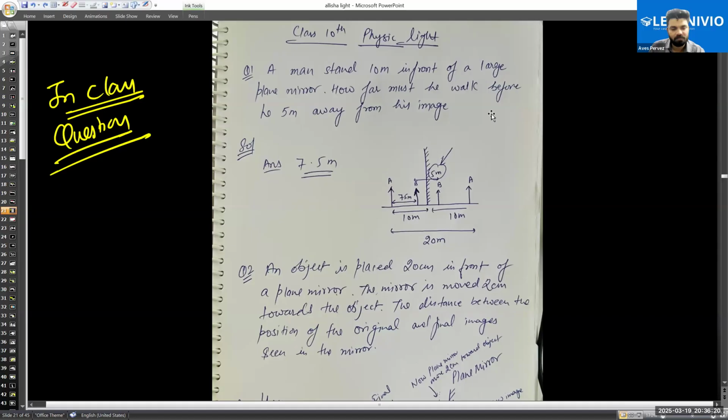A man stands in front of a plane mirror. Understood what the question is saying? Here we have to find, after walking 5 meters, what is the distance between the mirror and the man? You have to find out.